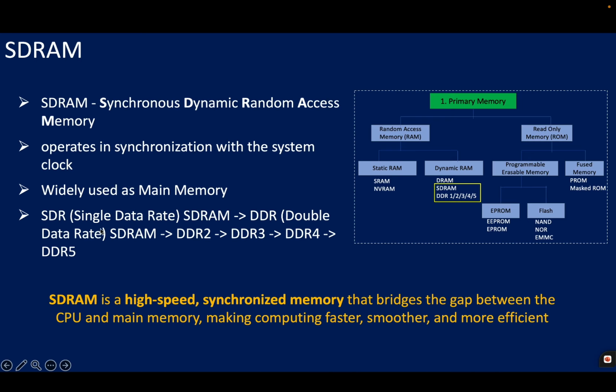Over time, SDRAM technology evolved, starting from SDR, single data rate SDRAM, which transfers data once per clock cycle, to DDR, double data rate SDRAM, which transfers data twice per clock cycle, leading to DDR2, DDR3, DDR4, and even DDR5 in recent development. So, in short, SDRAM is high speed, synchronized memory that bridges the gap between the CPU and main memory, making computing faster, smoother, and more efficient.